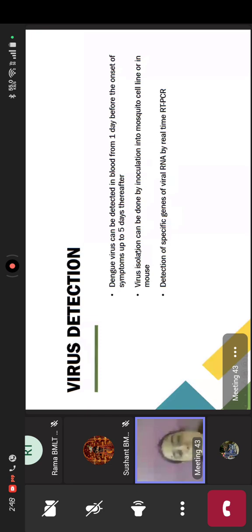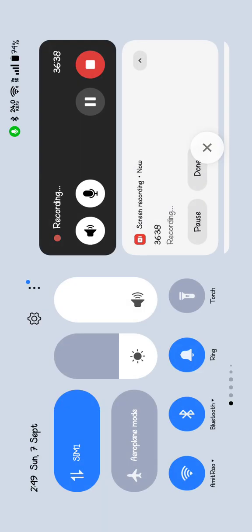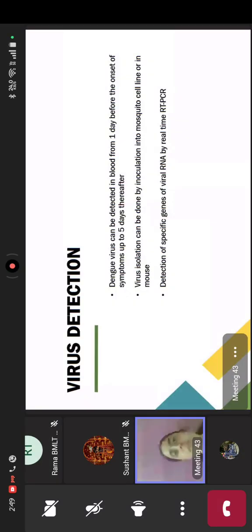Then virus isolation can be done by inoculation into a mosquito cell line or in the mouse. As I've already told you, in order to grow the virus in laboratory settings, you need a cell line or you need a mouse. For experimental purposes in the laboratory, we use a mouse on which we do our experiments, right? So if you want to do some research and cultivate the virus in the laboratory, you need either a mosquito cell line or a mouse, right?